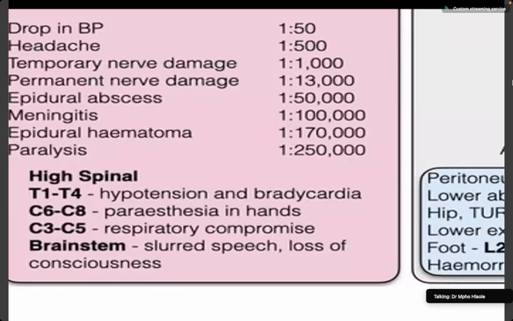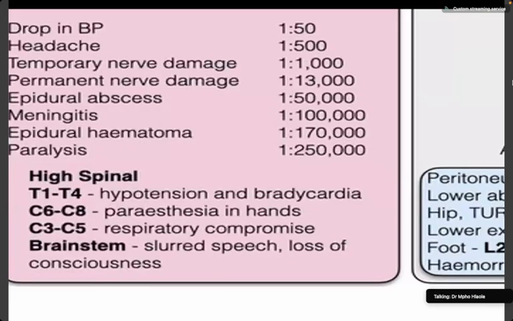So one of the signs you'll have is that the patient will start complaining of difficulty breathing. They'll say they're lightheaded, and you might get a bradycardia as well. If it goes to about C6, C8, they might say they have tingling of the hands. That's another sign that they might have. And if their block goes around C3, C5, then you have respiratory compromise. Then the patient might stop breathing, or might have a lot of difficulty breathing. If it goes to the brainstem, they might have slurred speech, loss of consciousness, and that's where you act.